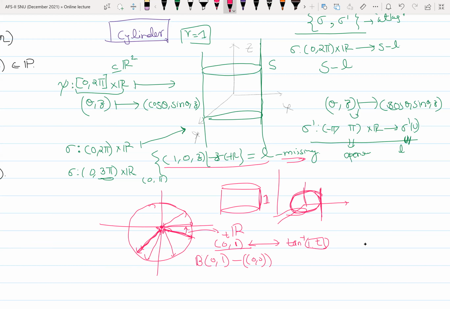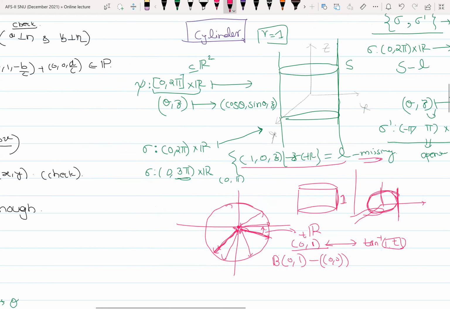So that is what we are trying to do. This I'll leave for you as an exercise. Okay, I'll give you an idea and just try to expand it. Try to write it down. Okay, so that is about the cylinder.